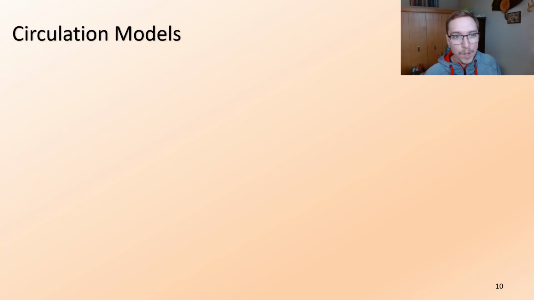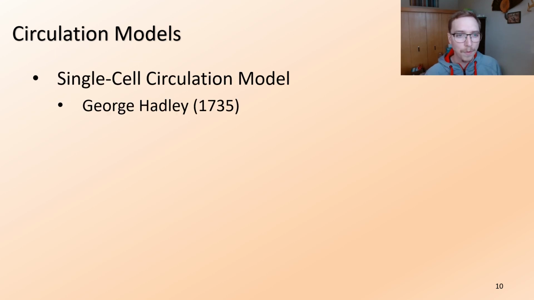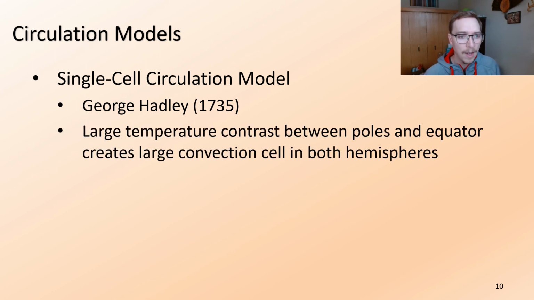So let's talk about some circulation models first. The first one is what we would call a single cell circulation model. This was first posited by George Hadley in 1735, saying that large temperature contrasts between the poles and the equators create large convection cells in both of the hemispheres.